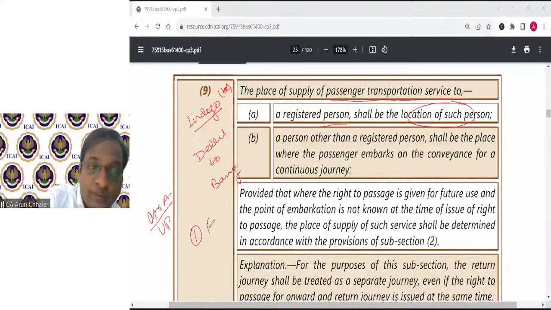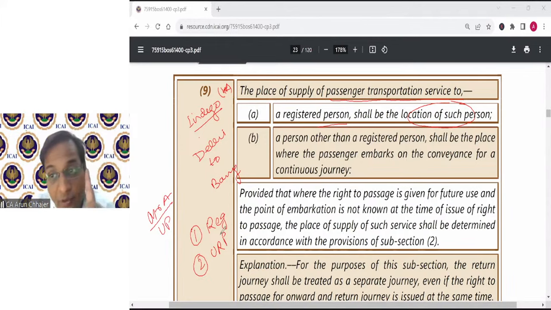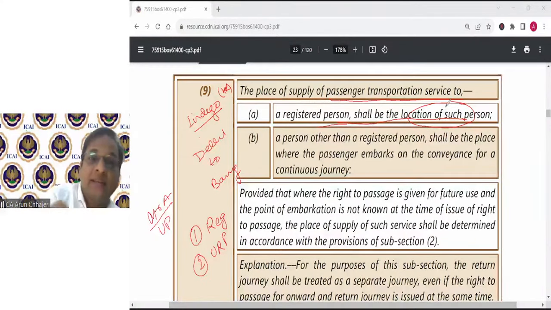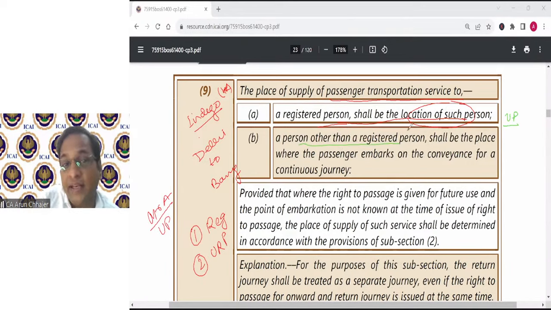Situation number one, what would be the place of supply if Mr. A is registered? Situation number two, what would be the place of supply if he is unregistered? Same concept which we discussed in the last case. If he is registered, then LOR, so the place of supply would be UP. If it is unregistered, then it is where the passenger embarked on the conveyance for a continuous journey. From where he has started the journey? Answer is Delhi. Delhi would be the place of supply.